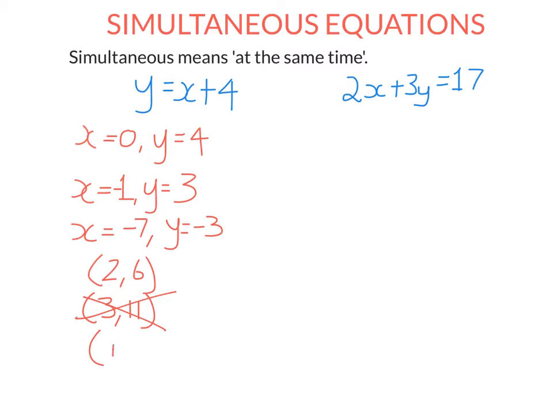So I'm going to cross that one out. Another solution could be 1, 5. X equals 1, y equals 5 is a solution. 5 does equal 1 plus 4. That is a true statement. Now, it turns out that this equation here has infinitely many solutions. Each time you choose a value for x, there will be a different value for y. That's why there are infinitely many solutions.